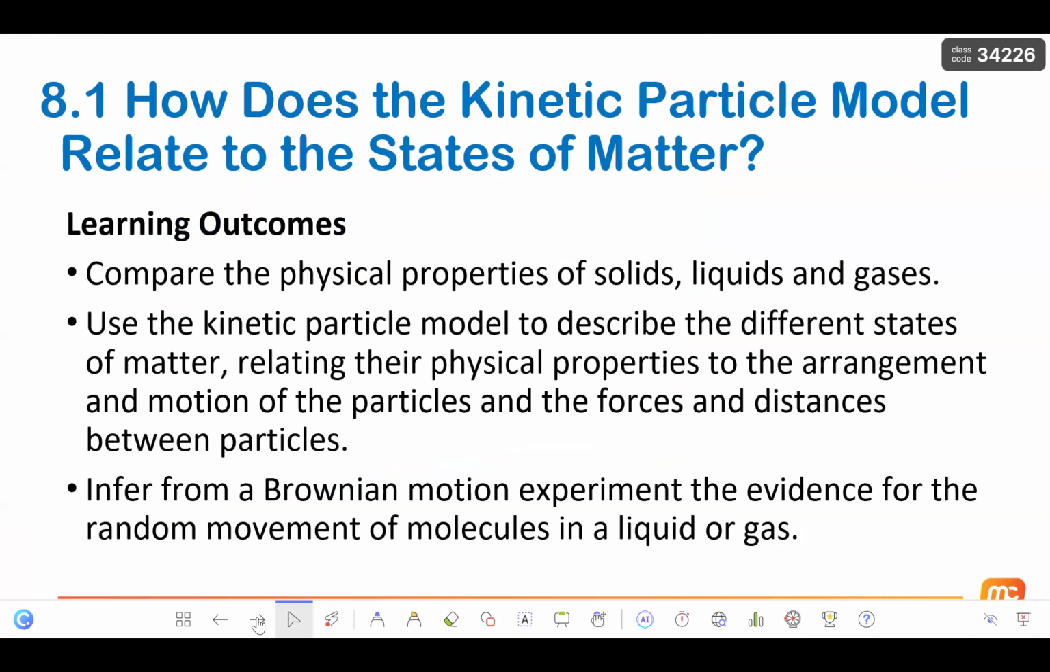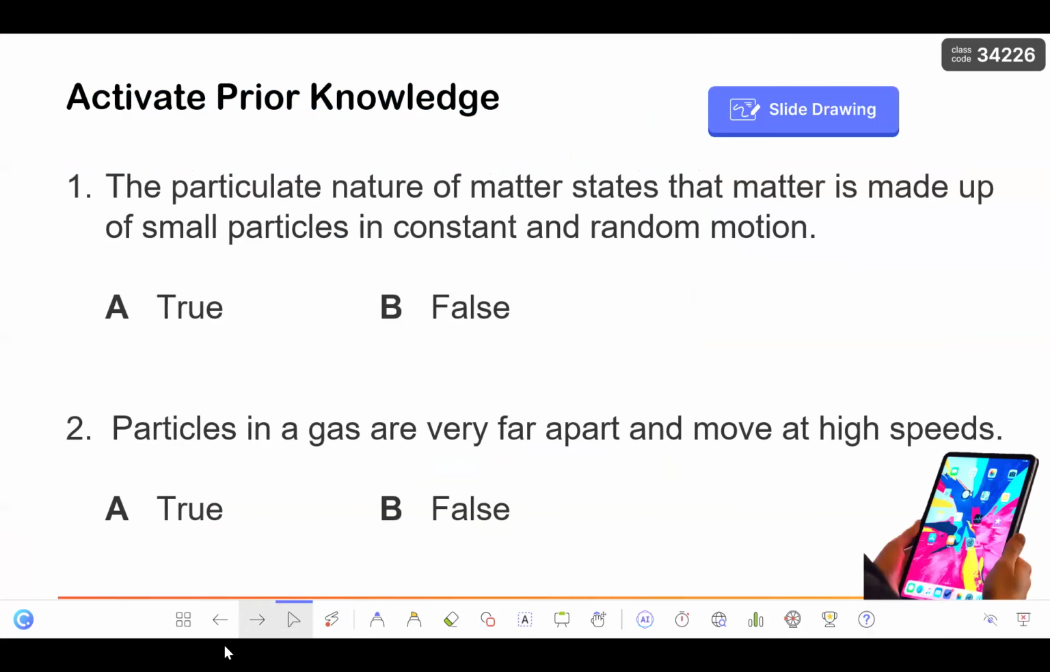Okay. Before we start, let's do a very quick recap of what you have learned in your lower sec science. The first question: the particulate nature of matter states that matter is made up of small particles that are in constant and random motion. The answer for this is true.